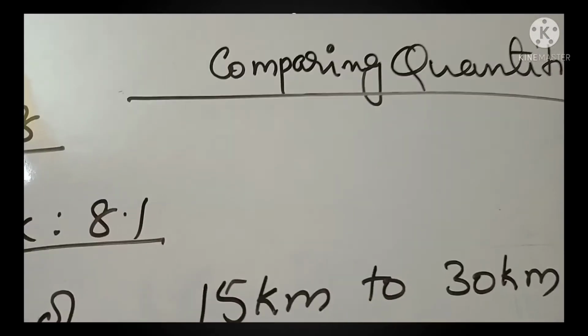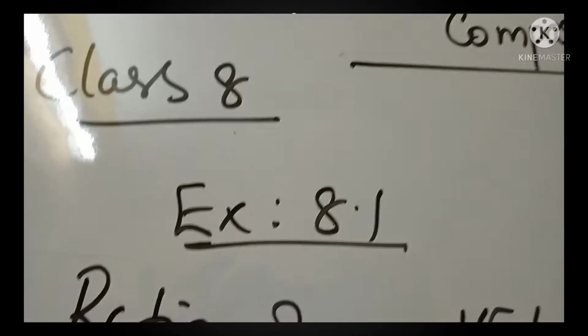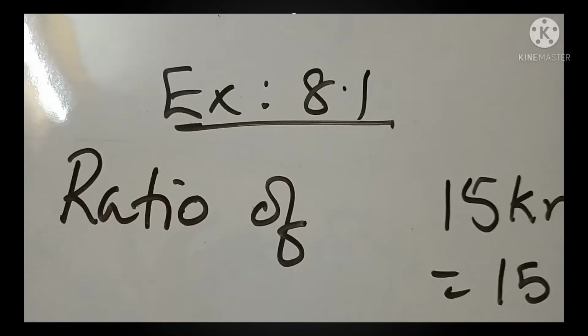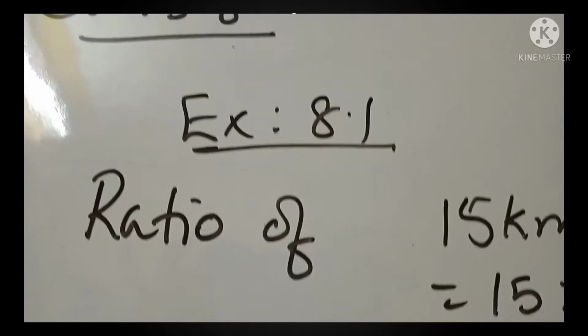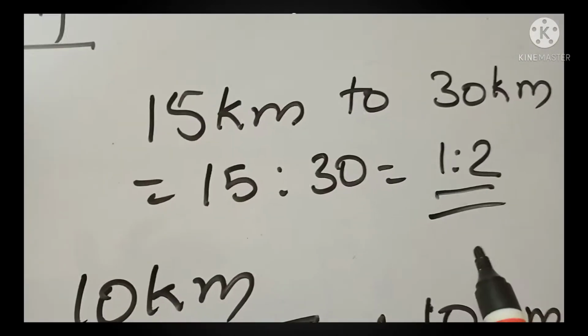Hello children, let us start with the exercise questions from the chapter Comparing Quantities. Here is question number 1 from exercise 8.1. We want to find the ratio of the following. The first one, the ratio of 15 km to 30 km.